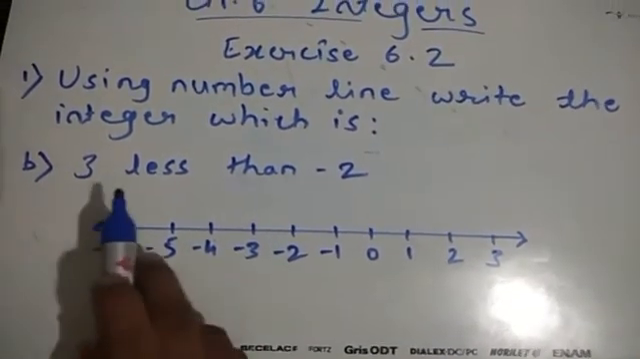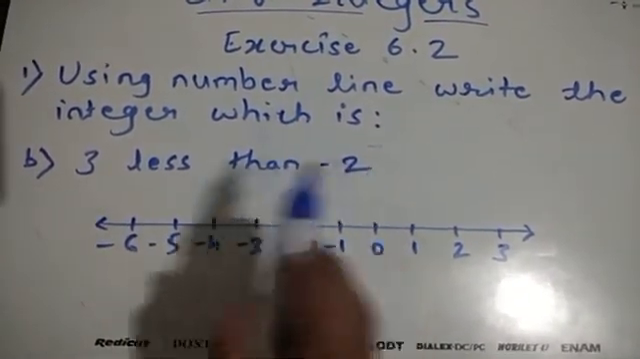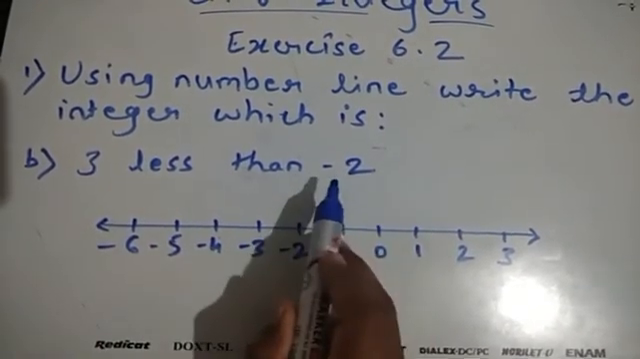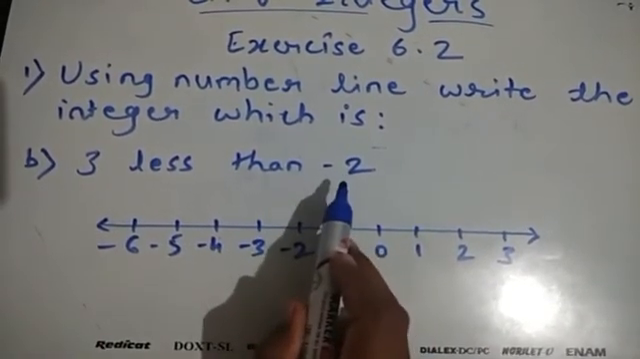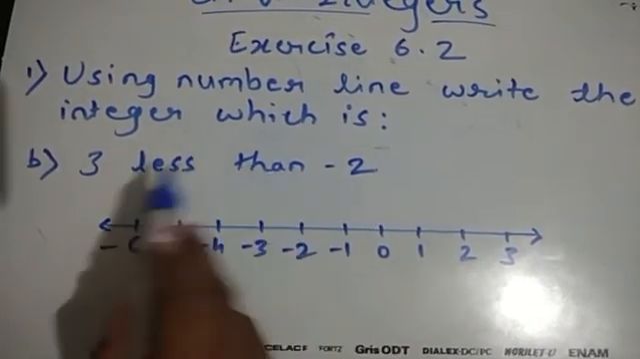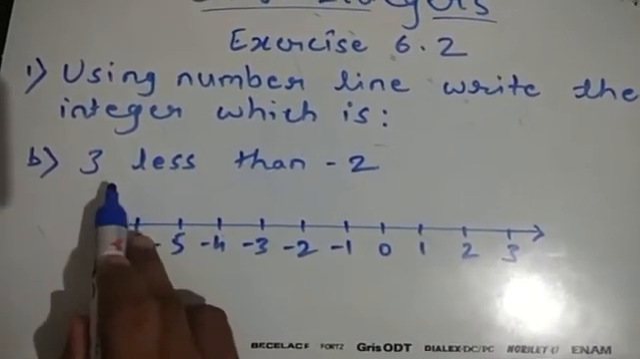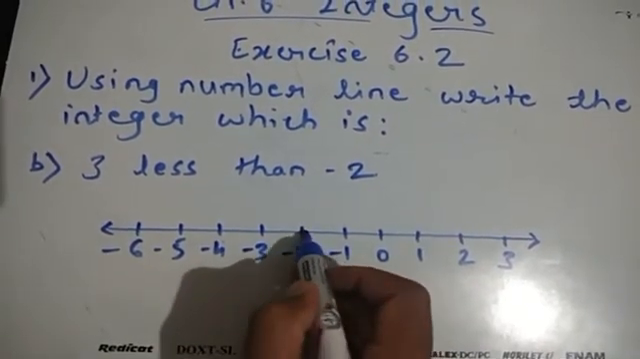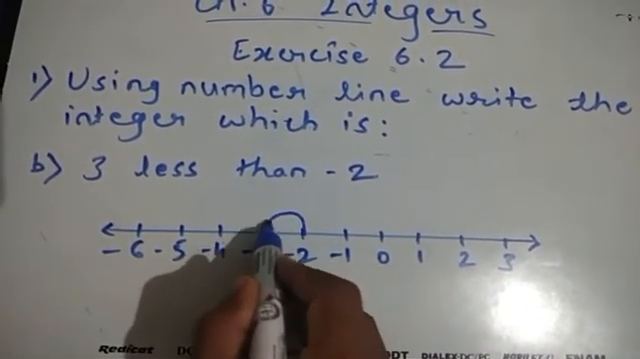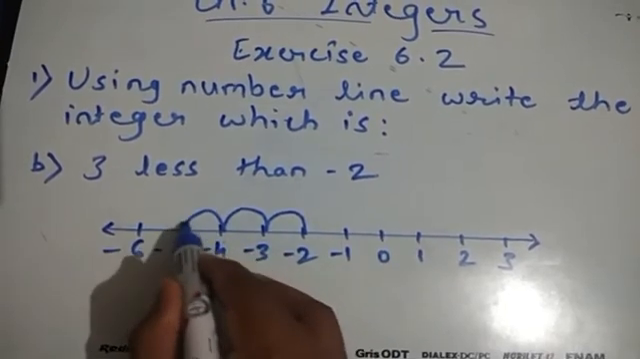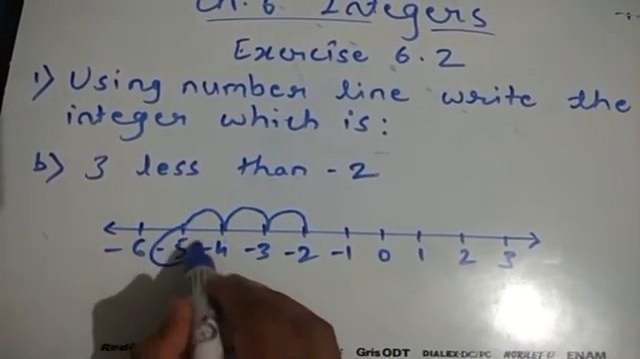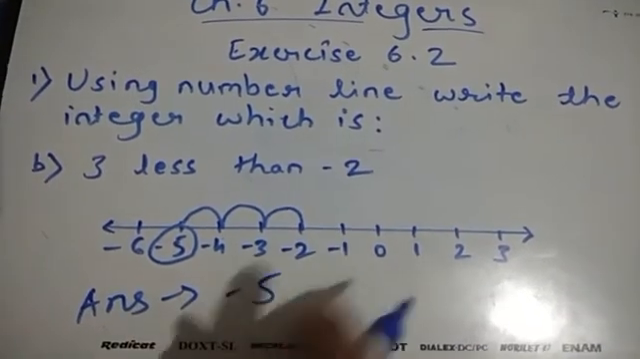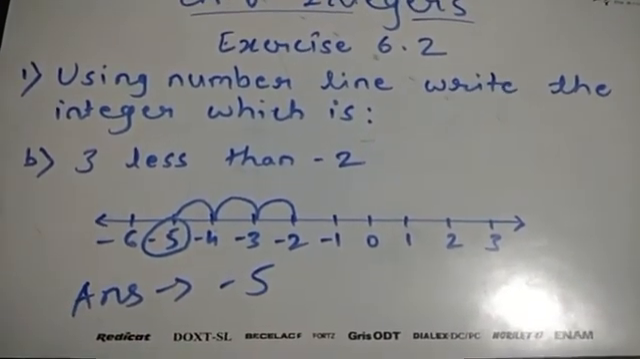B. 3 less than minus 2. Now here what we have to find out: 3 less than minus 2 means from minus 2 we have to start and from that we have to subtract 3. So start from minus 2, and 3 less means move 3 jumps towards the left-hand side. So we'll reach at minus 5. So what will be the answer? Answer will be minus 5. I hope you understood this.